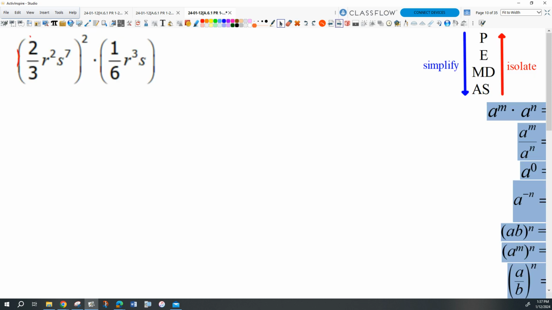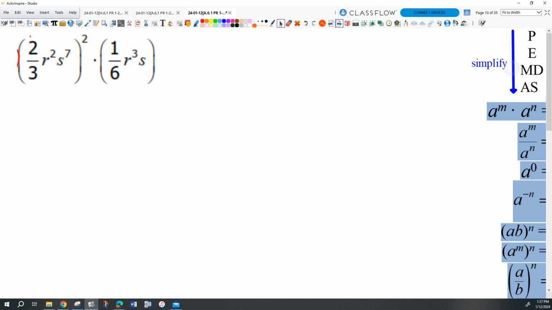Okay, a lot going on here, right? So now we might need a little PEMDAS. We only have to look at the simplifying part of PEMDAS, though. We're not isolating anything, right? We're just simplifying expressions. Okay, so what do we need to do first?